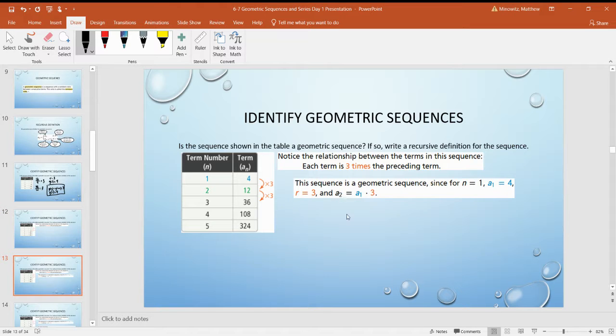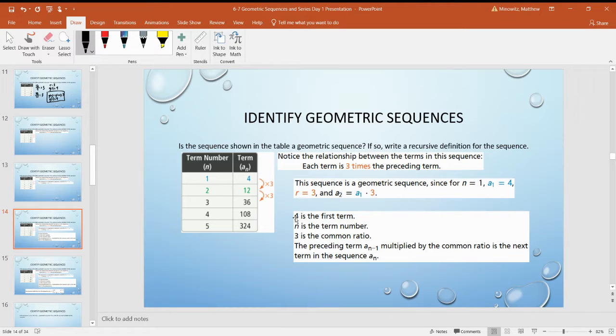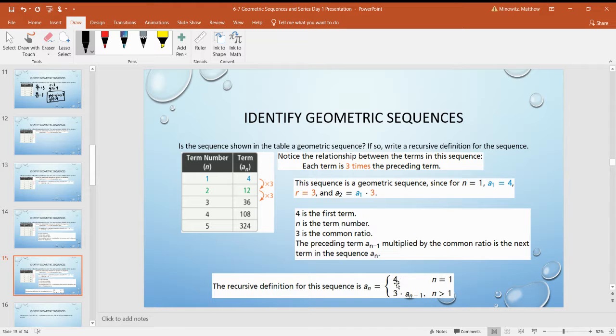Okay, they said the multiplier gets us from A1 to A2, and A2 to A3, and A3 to A4. We start with 4 as the first term. So the way they wrote it is this. They said the first term, n equals 1, is 4. And you do 3 times the last term to get to the next term.